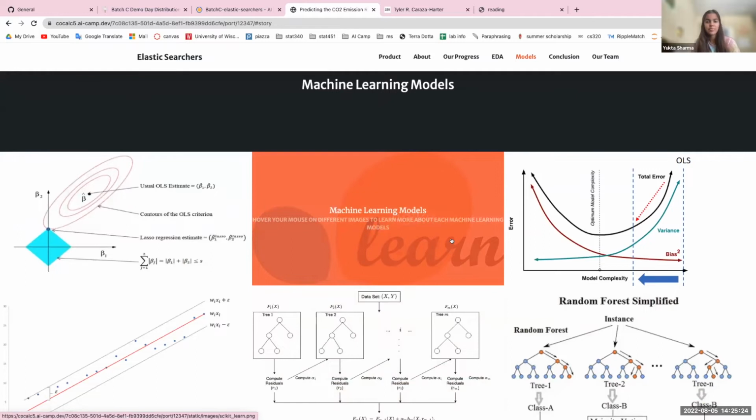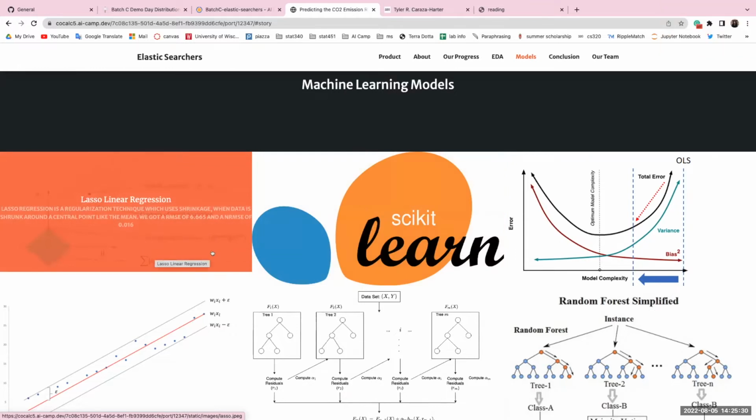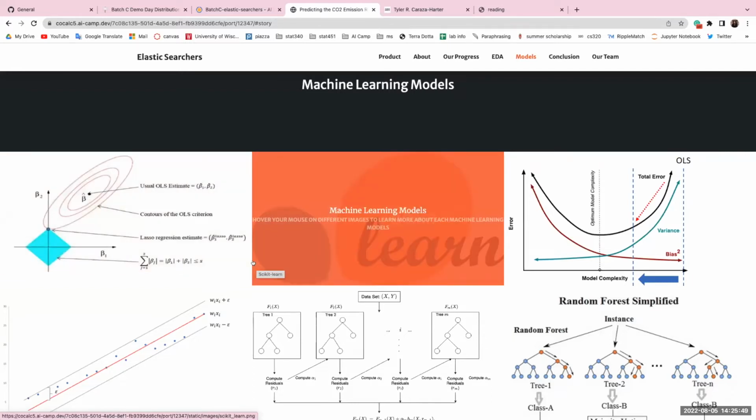And now we're going to be talking about the different machine learning models we implemented. So first is lasso linear regression, which is a regularization technique which uses shrinkage, which is basically when data is shrunk around a central point like the mean. We got a root mean square error of 6.665 and a normalized root mean square error of 0.016, making it our most effective machine learning model and the one that we ended up using for our product.